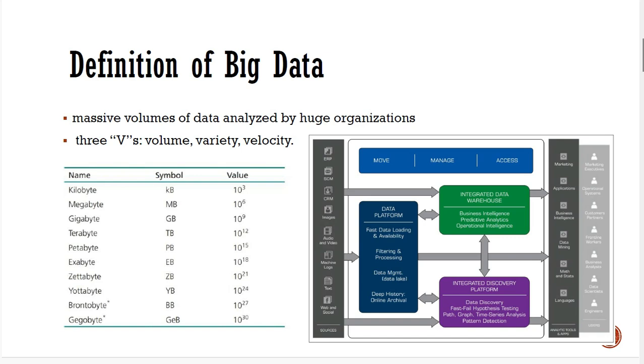Big data means different things to different people. Traditionally, the term big data is used for massive volumes of data analyzed by huge organizations like Google, NASA, and Amazon. Today it's more about finding new value in what's there and pushing boundaries. Big data has been a popular term.